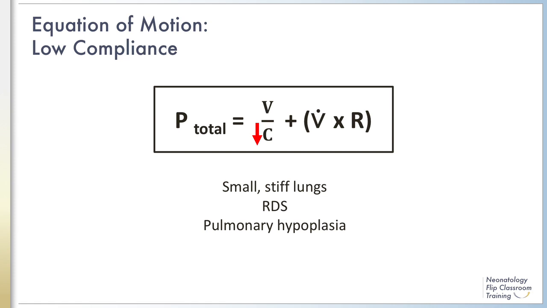When assessing patients with lung disease, it is preferable to consider whether the lungs are dominated by low compliance or by high resistance. In general, lung disorders dominated by low compliance are acute lung diseases with stiff and/or small lungs. The common diseases in neonatology dominated by low compliance are respiratory distress syndrome or pulmonary hypoplasia. Ironically, in patients with these acute lung diseases, airway resistance is high in the most diseased portions of the lung.